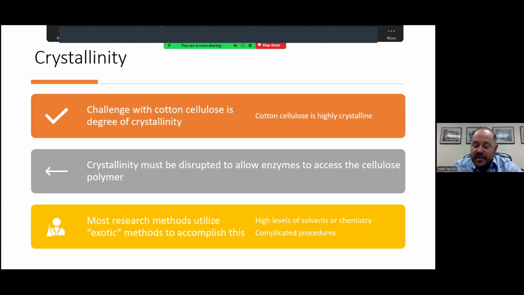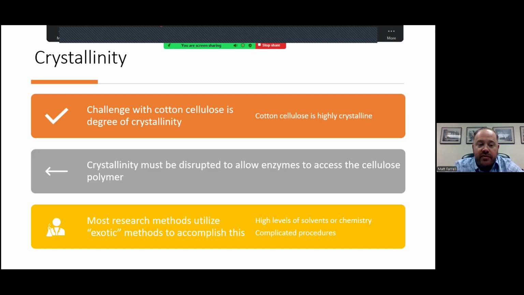So, of course, everything sounds great. And, of course, there's always a challenge. And so what is that challenge with cotton textile waste? Well, the challenge is the crystallinity of cotton cellulose. And so to my knowledge, cotton cellulose is the most crystalline cellulose that you can find.